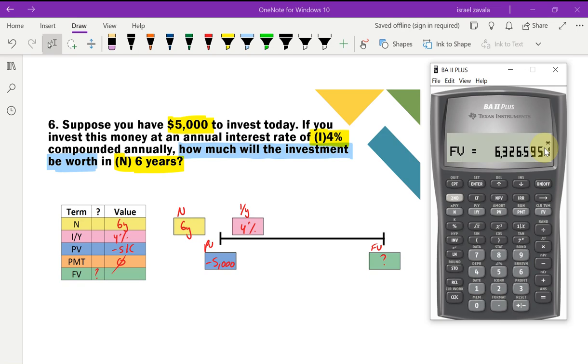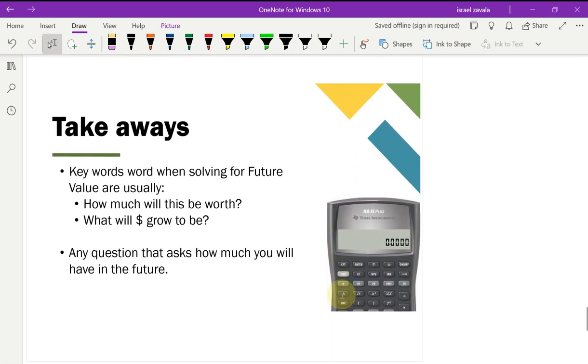Okay. All right, so this is to give you guys a feel of time value of money. So I hope this is helpful. Lastly, a few takeaways. Key words when solving for future value are usually how much will this be worth? What will this dollar amount grow to be? And any questions that ask how much will you have in the future are usually asking about future value.